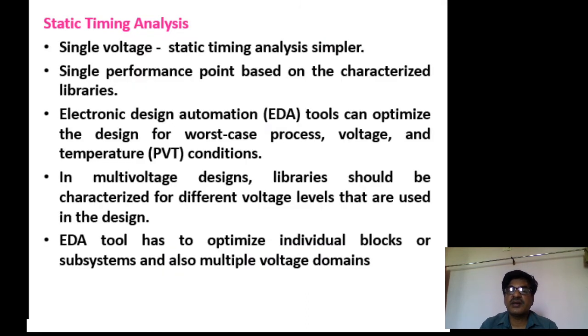circuits. And static timing analysis: if a single voltage source is used, it is very simple to analyze the timing. But the multi-level voltage technique uses many voltages, so you definitely need to use EDA tools in order to optimize the timing analysis.